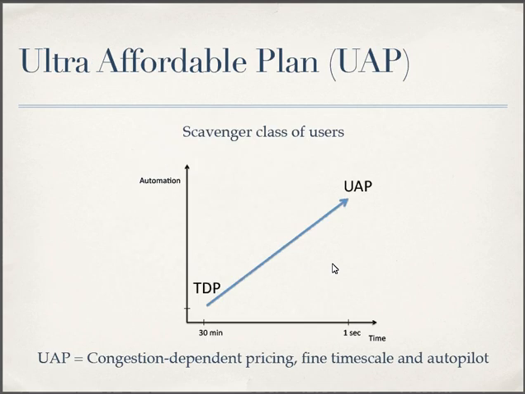We can take the idea of time-dependent pricing one step further and create a new service class called the ultra-affordable plan users. And these are the users who pay very little for their data access, but also have to wait longer and have very little guarantee on the delays. And the system in this case will operate at fine time scale, with the periods being reduced from half an hour to the order of seconds, and the system will run in an autopilot mode.